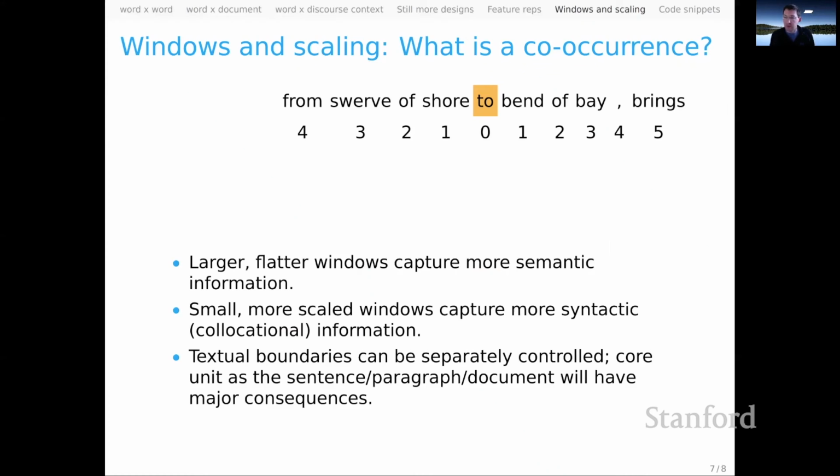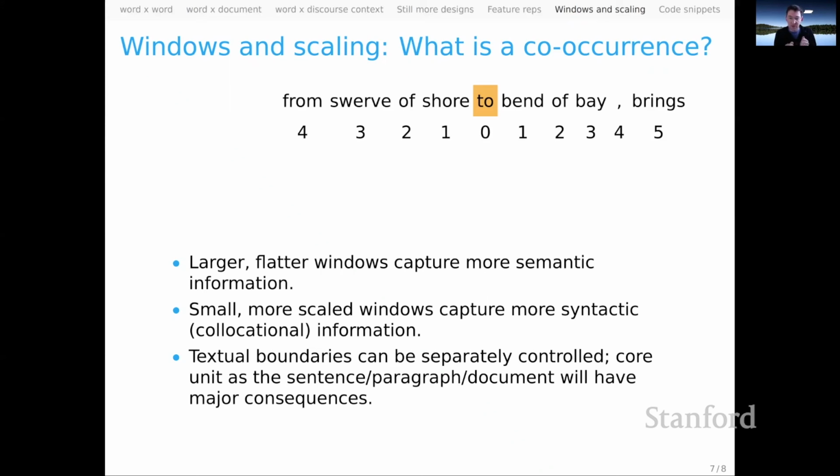Those choices are going to have really profound effects on the kinds of representations that you develop. Here are some generalizations I could offer. Larger, flatter windows will capture more semantic information. As the window gets very large to encompass, for example, the entire document, you'll be capturing essentially topical information. In contrast, if you make your window very small and scaled, you'll tend to capture more syntactic or collocational information.